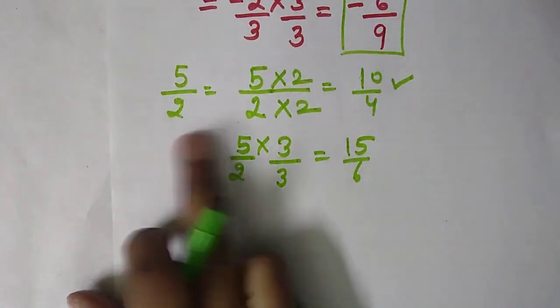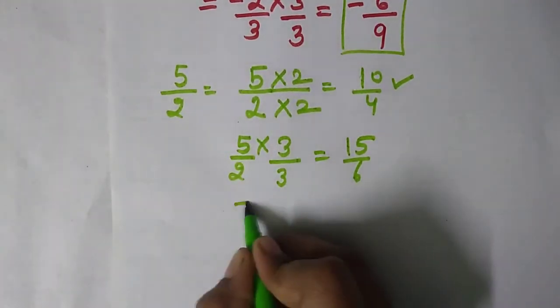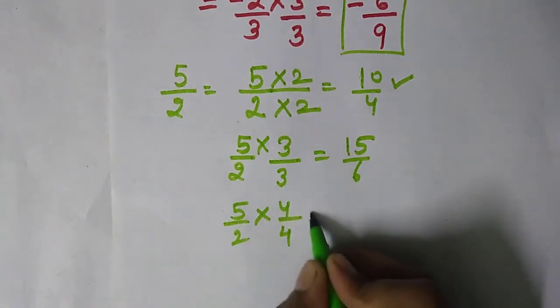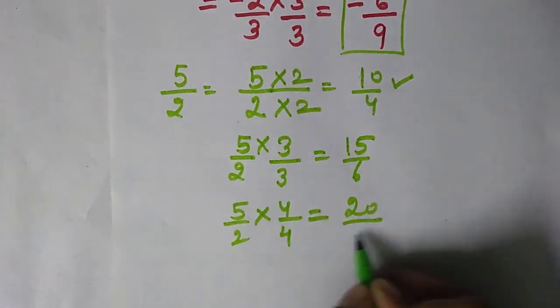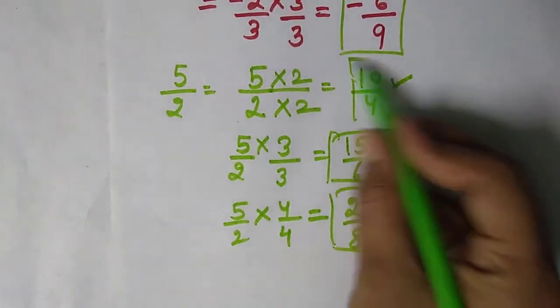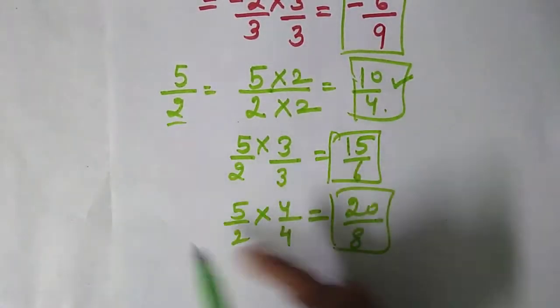So I have to find the third equivalent rational number. Then I will multiply the numerator and denominator with 4. So it will be 20 by 8. So these are the equivalent rational numbers which are equivalent to 5 by 2.